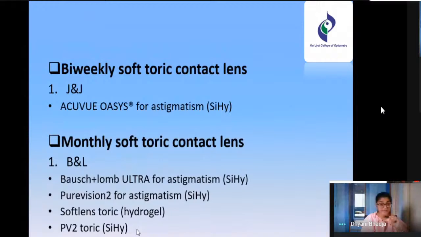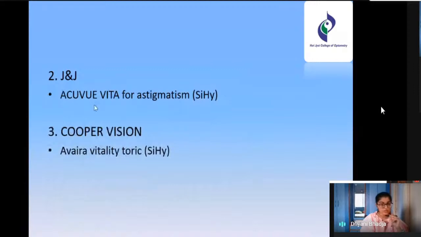Biofinity toric for astigmatism is a silicone hydrogel lens. Monthly soft toric contact lenses: Bausch + Lomb provides Ultra for Astigmatism and PureVision 2 for Astigmatism. Both are silicone hydrogel lenses. J&J provides Acuvue Vita for Astigmatism, which is a silicone hydrogel lens, and Avaira Vitality toric is also a silicone hydrogel lens.